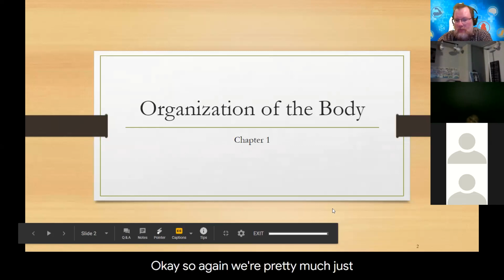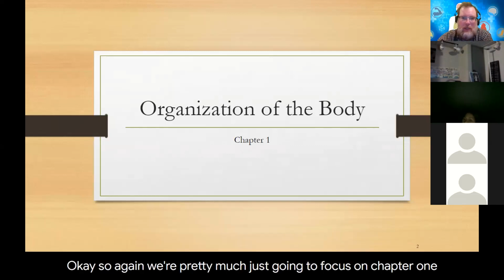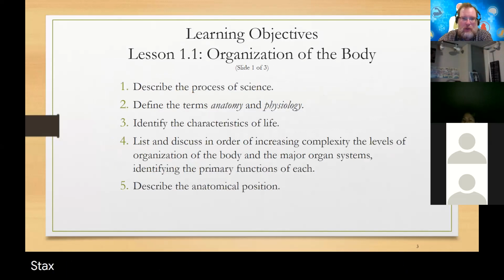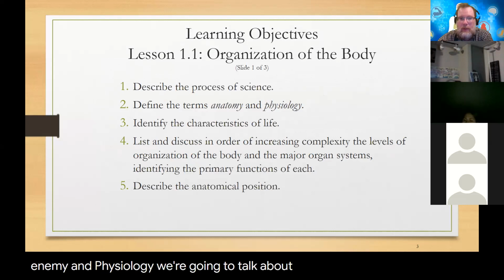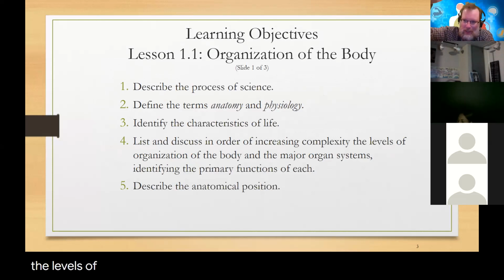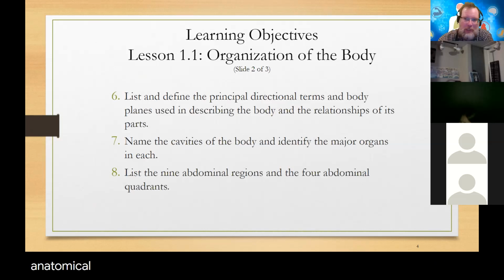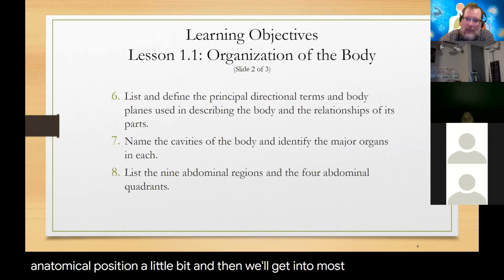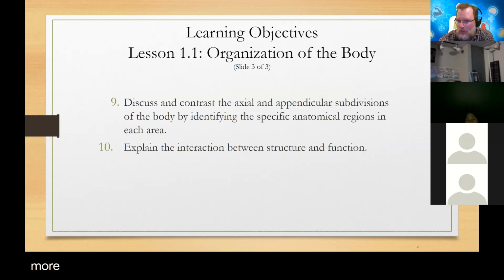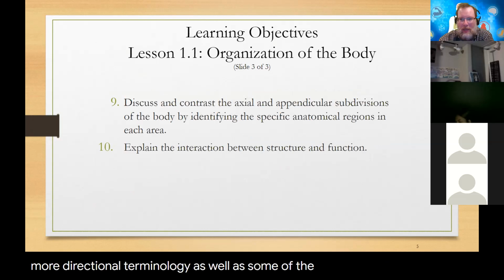We're pretty much just going to focus on chapter 1 of the OpenStax. We're going to look at just the basics right away of defining anatomy and physiology. We're going to talk about the orders of complexity of life. We're going to start at the smallest or most micro level and look at the levels of organization all the way up to the organism level. We'll talk about anatomical position a little bit, and then we'll get into most of the time spent on directional terminology, as well as some of the other body region terminology.